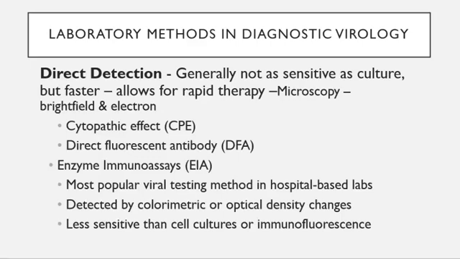You can use direct fluorescent antibody tests or DFAs. So you're basically using a fluorescently labeled antibody to detect a certain antigen with direct fluorescent antibody testing. You can use enzyme immunoassays or EIA. This is the most popular viral testing method for hospital-based labs.